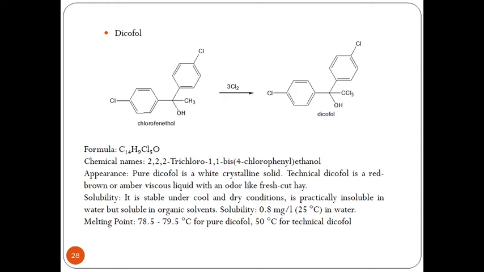Next, coming to the same category of chlorinated compounds, the dicophol system. Here, what we have previously synthesized, that is chlorophenthol, reacts with three molecules of chlorine. There is a methyl group over here whose protons get replaced by three chlorine atoms and we get dicophol. Compared to chlorophenthol, there is an excess of chlorine present and hence this has more activity than chlorophenthol.